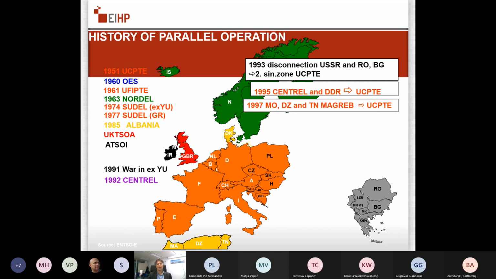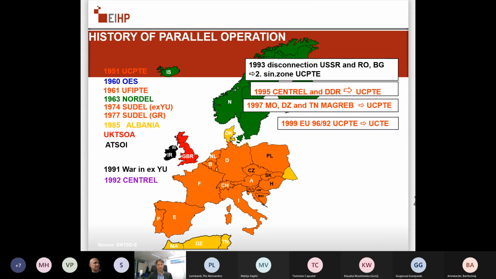In 1997, a submarine link to Northern Africa was installed, and we had additional countries connected to UCTE. In 1999, due to regulatory changes, production left this association due to unbundling, so it was renamed the Union for Coordination of Transmission of Electricity, not anymore production. And then part of Ukraine was connected as a Burstein Island to the rest of Europe.